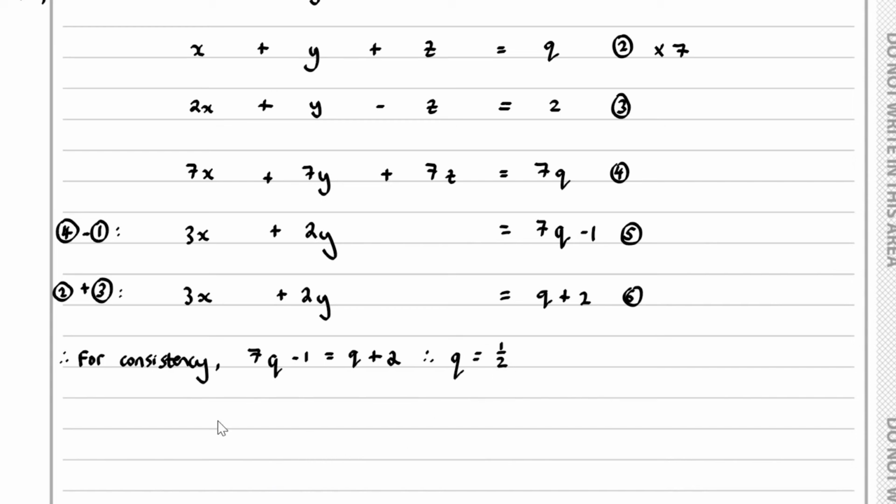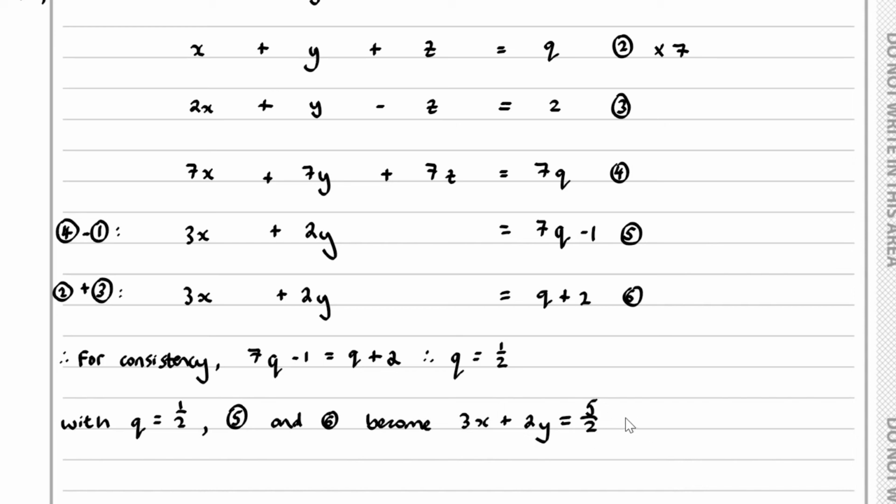And with q equaling a half, you can see that equation 5 and equation 6 become, well, on the left hand side we're still going to have the 3x plus 2y, but on the right hand side we've got here a half plus 2, which is 5 over 2.